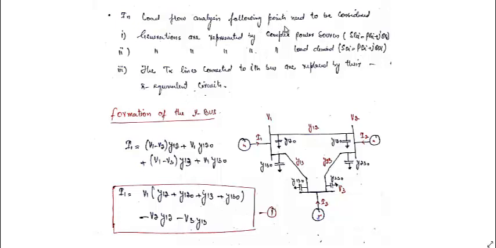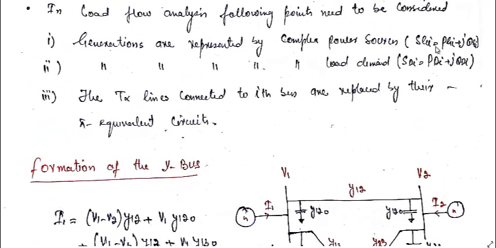In load flow analysis, the following points need to be considered. The first one is that generations are represented by complex sources, which we have already seen: S_Gi is equal to P_Gi plus jQ_Gi. Here it should be load demand, I have written it like generation. Load demands are represented by the complex load demand, that is S_Di is equal to P_Di plus jQ_Di. The transmission lines connected to the ith bus are replaced by their pi equivalent circuits. These three points are very important, and we keep them in mind while doing the load flow analysis.